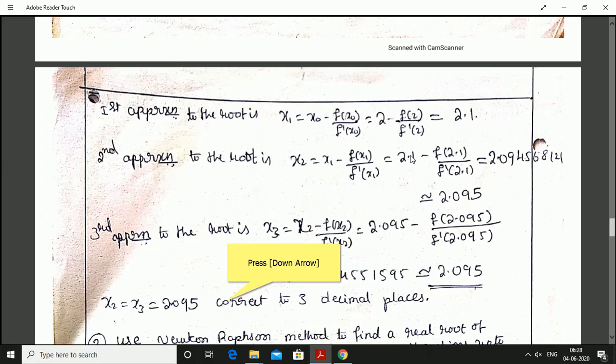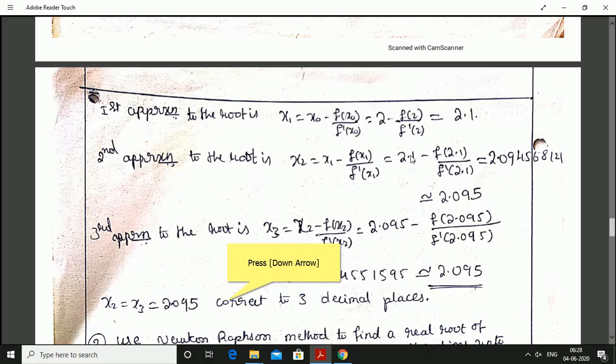Now look at the x3. In the x3 solution also, look at the fourth decimal place. It is 5, greater than or equal to 5, so add 1 to the previous digit. 4 plus 1 is 5. x3 is also 2.095. x2 and x3 are identical, correct to 3 decimal places. At this stage, you stop the process.